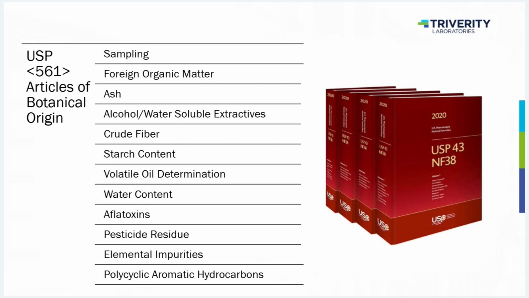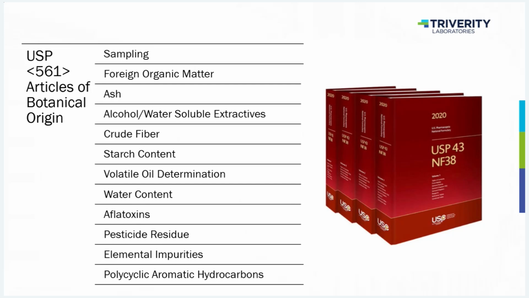The elemental impurities refers to the general chapter for elemental impurities, but pesticide residue actually lists all of the pesticides that you need to test. And this really is the list of pesticides that should be tested for any botanical drug, in this USP chapter.